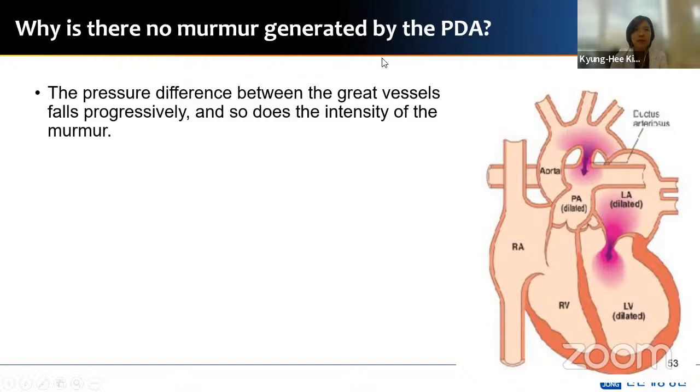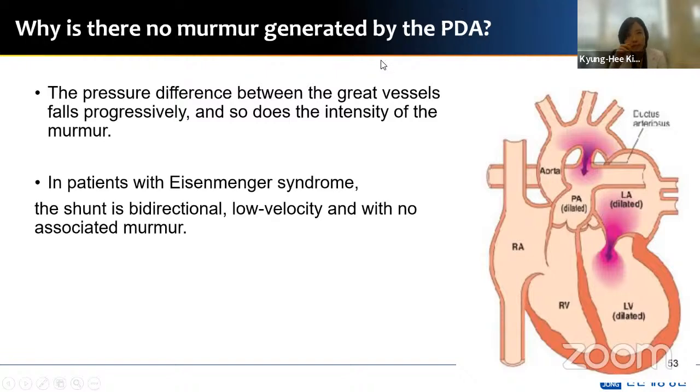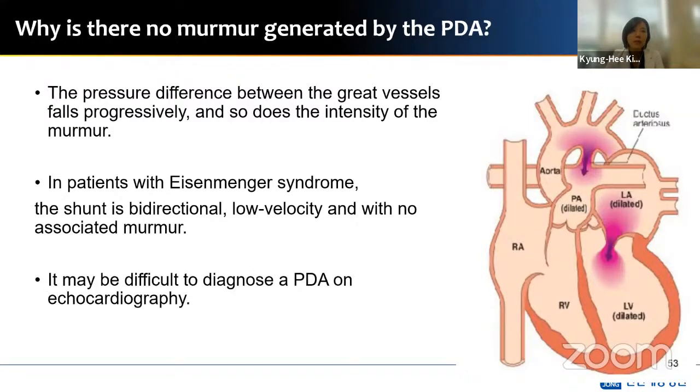As pulmonary vascular disease progresses, the pressure difference between the great vessels falls progressively, and so does the intensity of the murmur. In patients with Eisenmenger syndrome, the shunt is bidirectional and mainly from right to left, low velocity and with no associated murmur. In the presence of a high velocity shunt at the PDA level in Eisenmenger patients, it may be difficult to diagnose the PDA on echocardiography.